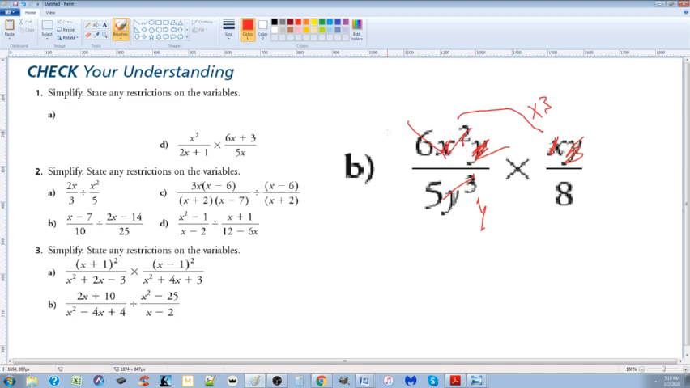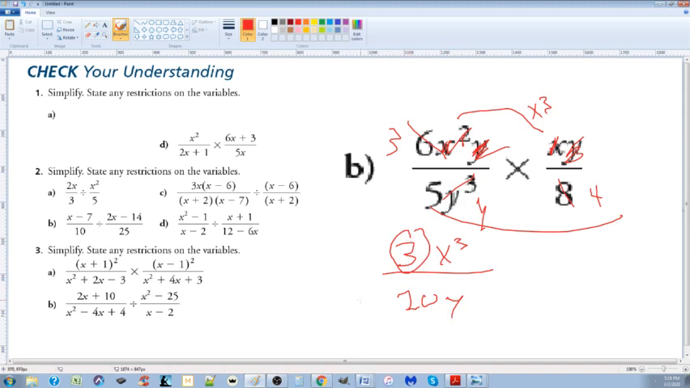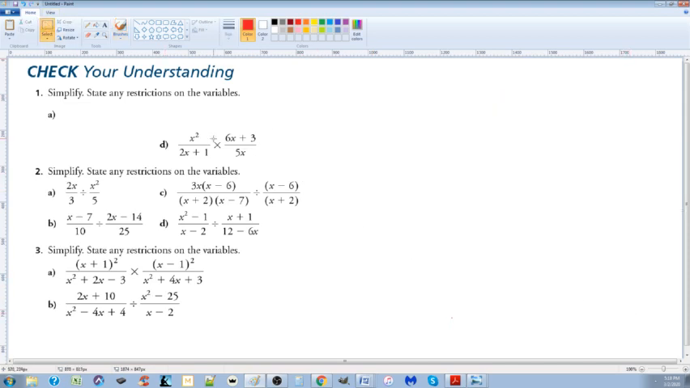This 6 can be divided by 2 and left with 3, and this can be divided by 2 and left with 4. There are no more simplifications left, so up top we're left with 3x cubed, and down at the bottom we're left with 5 times 4, 20y. And the reason it can't go further is that's a prime number. We can't reduce that unless we can reduce that, which we can't. So right there. I'm not going to do these anymore. They're all kind of similar. Like in this one, we can see that there's some x's at the top here that can divide out here.